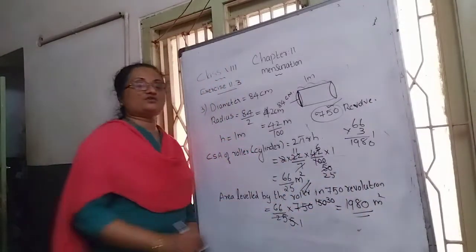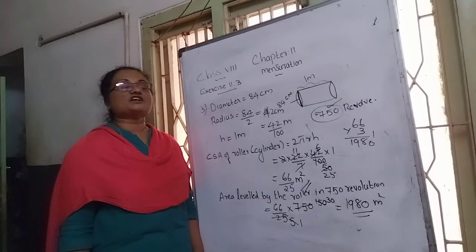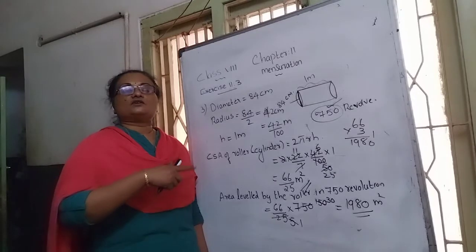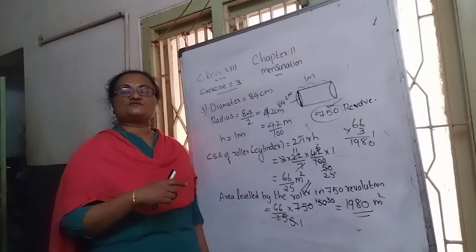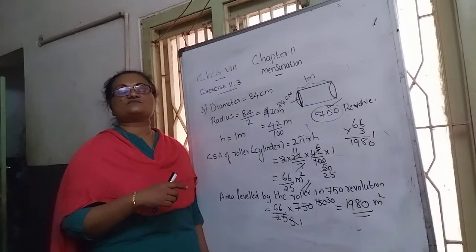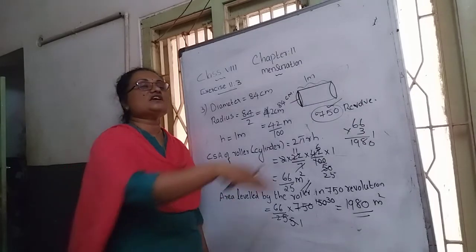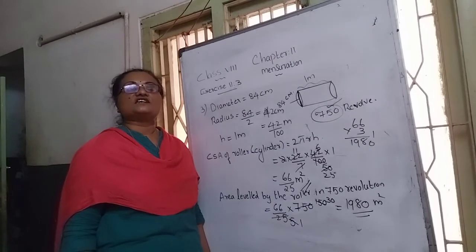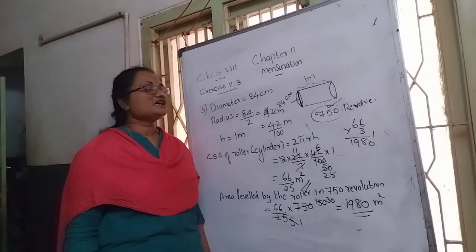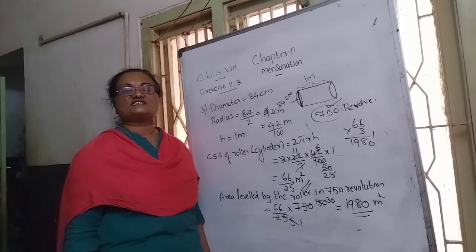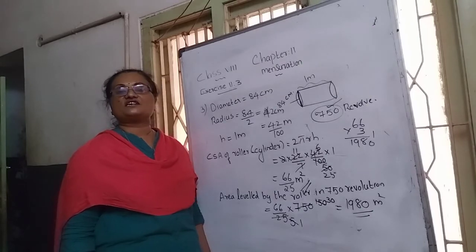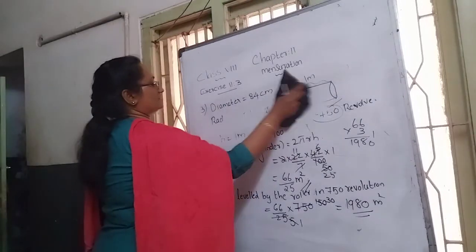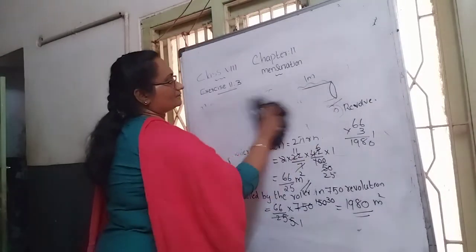So our ground area becomes how much? 1980. That means for leveling, how many times is the roller rotating? 750 times. That is equal to the area of the ground. So the area of the ground becomes how much? 1980 meter square. Area is represented as square unit, so meter square is the answer. I hope you can understand this question. Then next question.